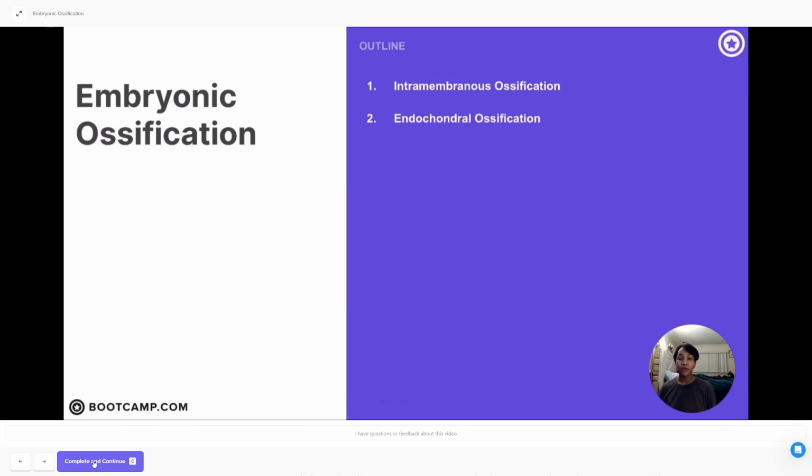For example, a long bone like your femur is not necessarily going to be made in the same way as a flat bone in your sternum. So we're going to talk about the two types of ossification that happen in utero, which include intramembranous ossification as well as endochondral ossification. So let's get into it.